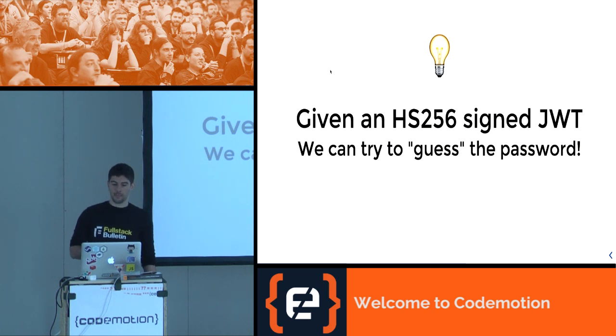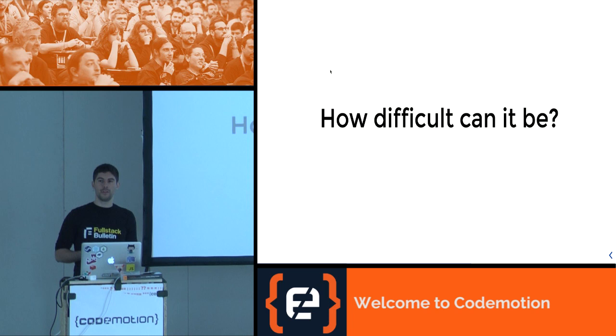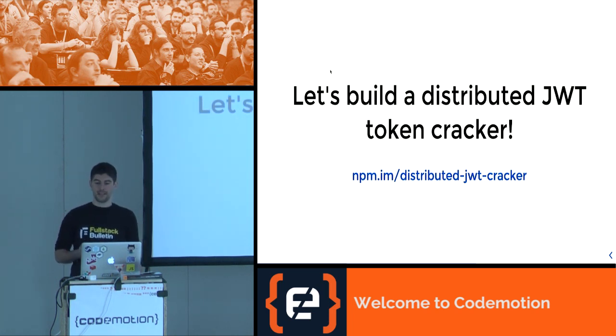In this specific example, I used this signature because it's the one that is more suitable for the kind of attack that we are going to do in a moment. And the idea is that, okay, there is a password, we don't know which one it is, but if we can guess it, then we can actually also create a signature, and then the role admin suddenly will be considered as a real token, and I will really get that role, right? So how difficult can it be to guess a password? So let's build a distributed JWT token cracker.